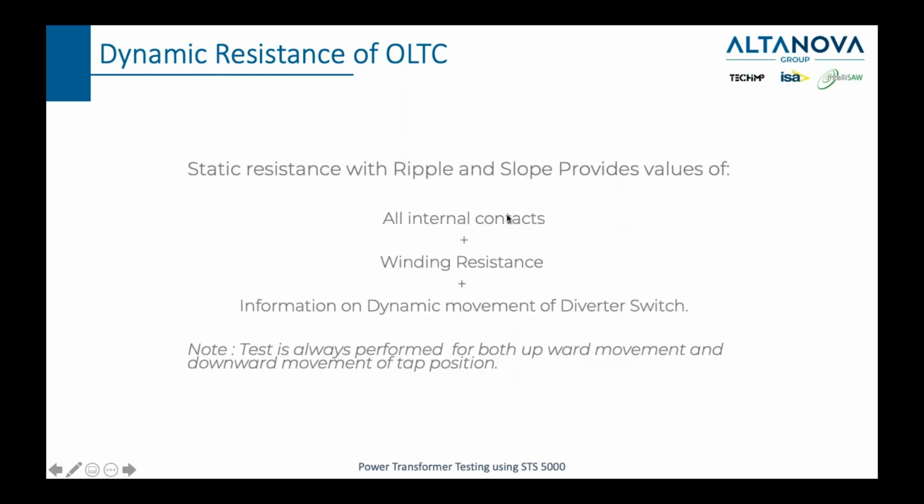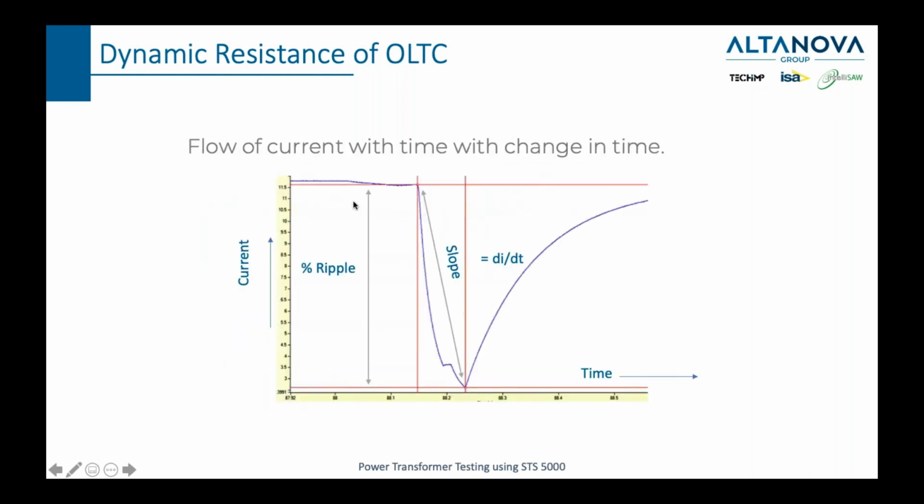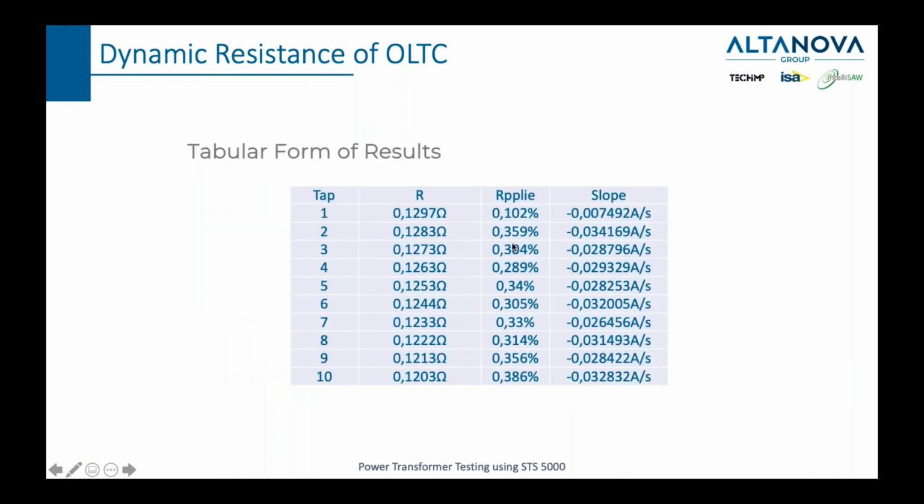The ripple is, as we said, this parameter here, and the slope is this parameter here. We see that the ripple is different only for position 1 compared to all other positions, and also the slope is more or less the same apart from position 1. So you can see that all other positions have the same ratio of current change, which tells us that all these positions are correct. I mean, have correct parameters.